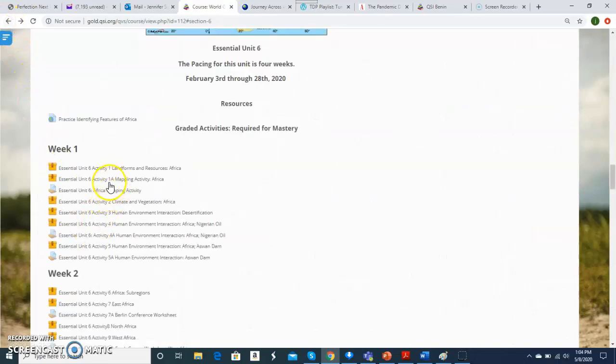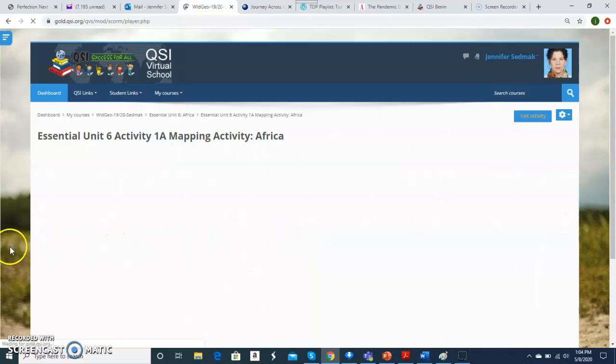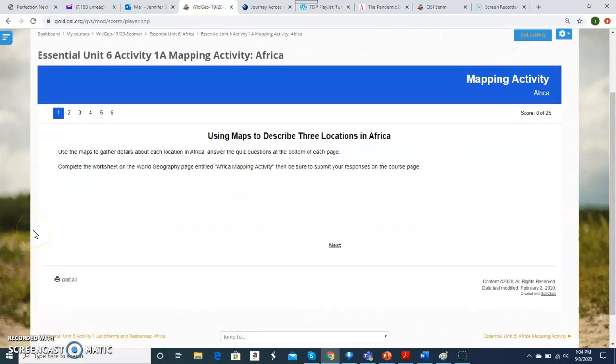So you will need to have opened up that activity. And then you will need this activity opened, 1A, because that's where all of the maps are that you'll need in order to answer the questions on the worksheet. Essentially, I've given you some description of 3 different locations in Africa. And then you're going to have to draw some conclusions based on the multiple maps that you have been provided with in terms of those 3 locations in Africa.